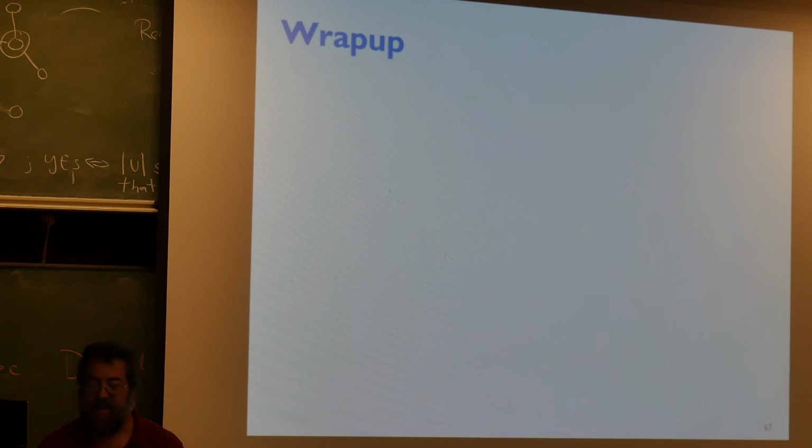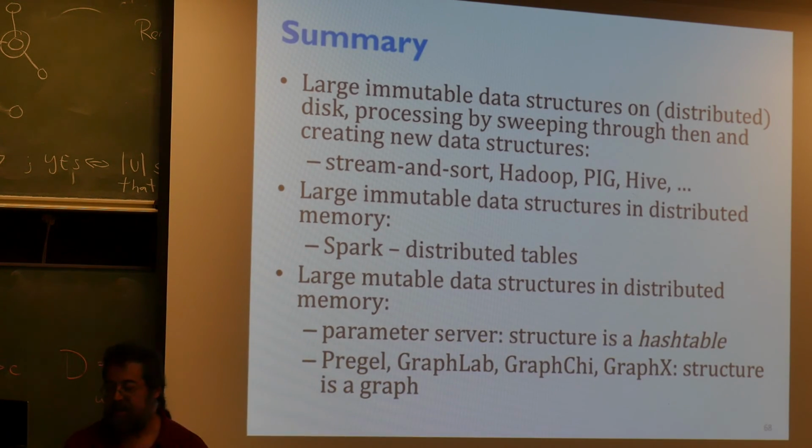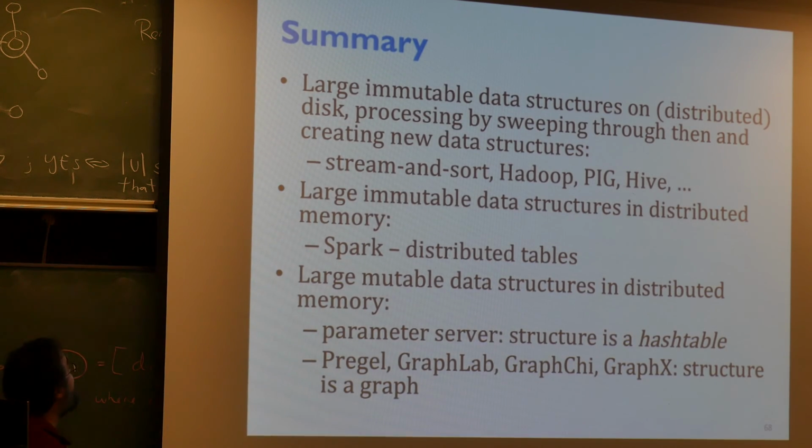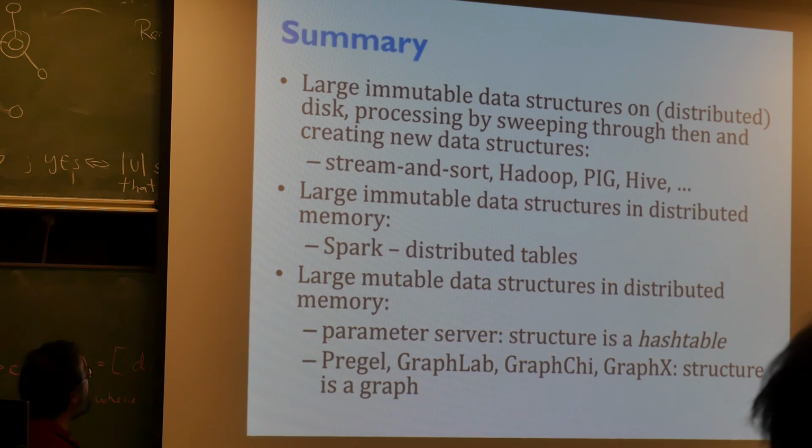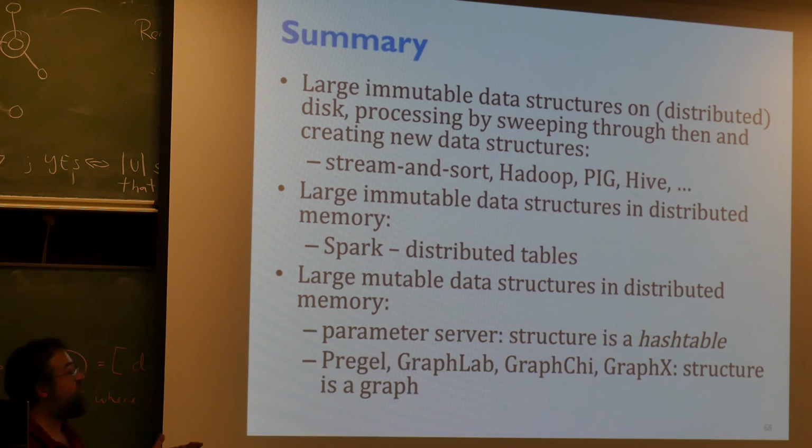All right. So I'm going to wrap up now. I don't have much more I want to say. So the summary here. We've talked about a bunch of things that basically use large immutable structures on disk, distributed structures on disk, okay? So, really almost everything we talked about. Hadoop reads in a file, writes out a file.